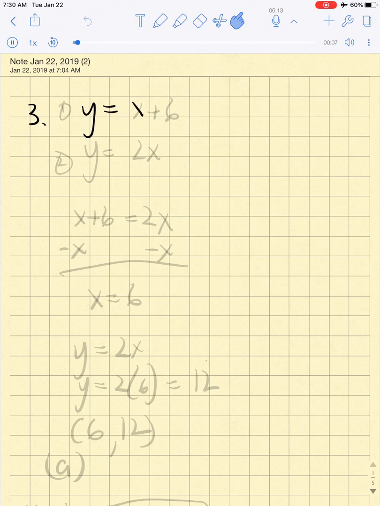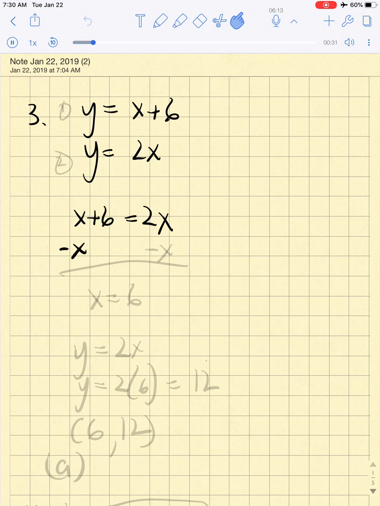Y equals x plus 6, and this is y equals 2x. Those are the two givens. So if they're both solved for y, the easiest way to do it is substitution. So we're going to substitute in. Since they're both y, I could say x plus 6 is equal to 2x, because they're both equal to y.